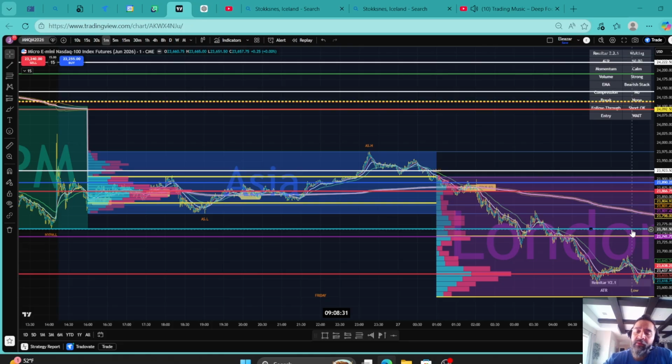And then the next thing that we gotta ask ourselves is about POCs. So I again use the fixed range volume profile tool, measure the session, and it's going to give you your POC.